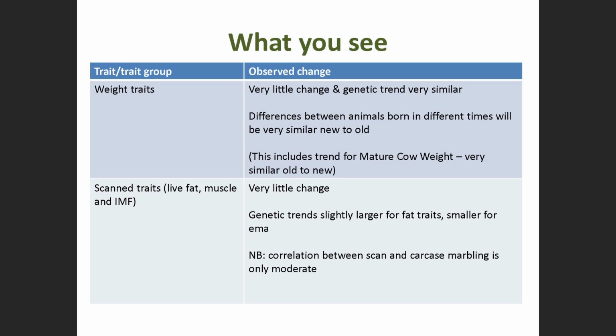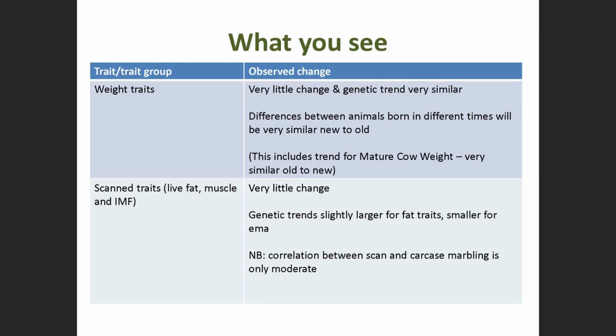The trends are a little bit bigger than we thought they were, but relatively little change. I'll come back to this point about the correlation between scan and carcass marbling in a moment, because it's quite important in relation to that carcass weight change. But for weight and the scan traits in general, things haven't changed very much. I'm not saying that there won't be individual bulls who've moved a little bit, but it's basically because of their data, not because of any underlying genetic parameter change.